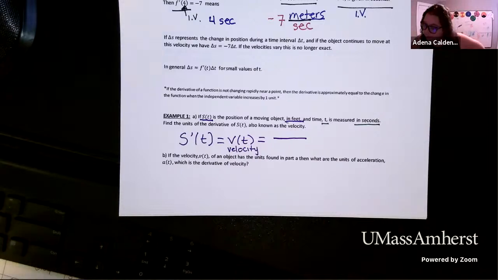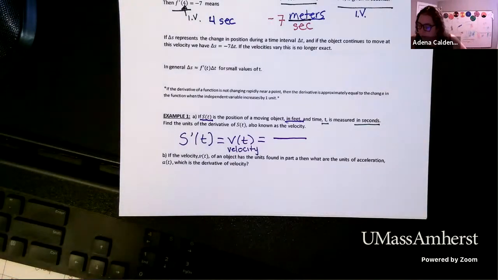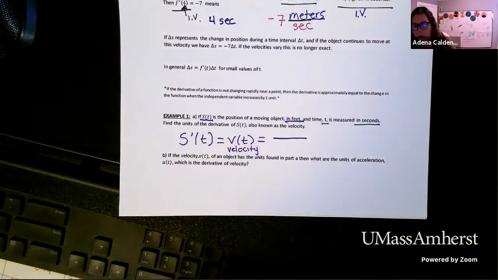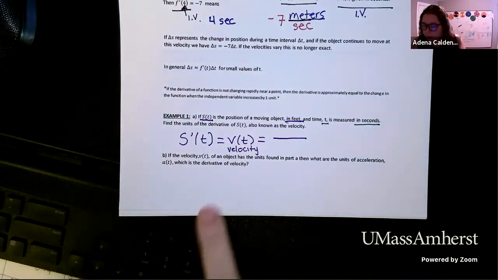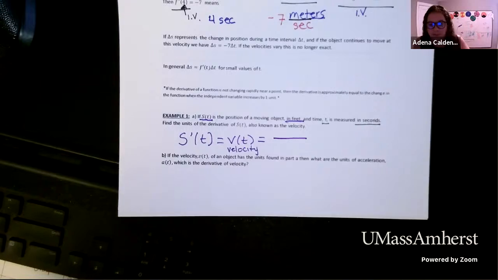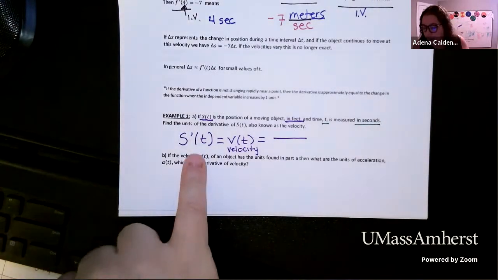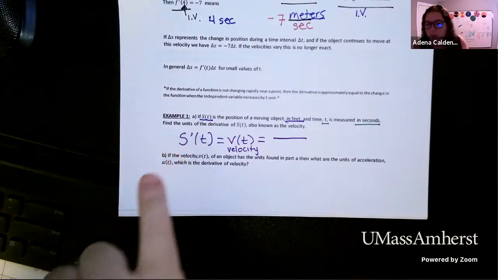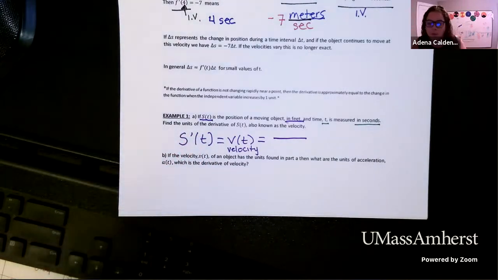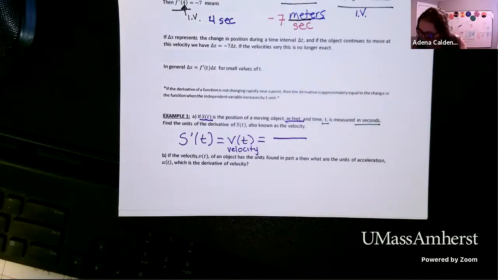All right, so let's go through this. For part A, we have the derivative of position, which we're calling velocity. The way we usually notate velocity is v of t. But in order to find the units of velocity, we need to go back to this position function and figure out what the dependent and independent units are.